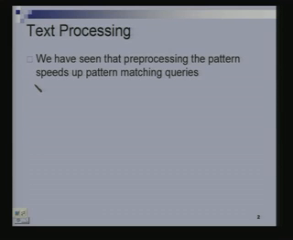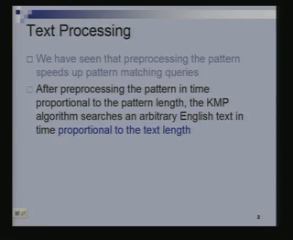This pre-processing of the pattern speeded up the time it took to match the pattern. If we did not compute the failure function h, then we just had the brute force method of matching the pattern, which took order mn time, m the size of the text and n the size of the pattern. So, after processing the pattern in time proportional to the length of the pattern, the Knuth-Morris-Pratt algorithm searches an arbitrary text in time proportional to the length of the text.